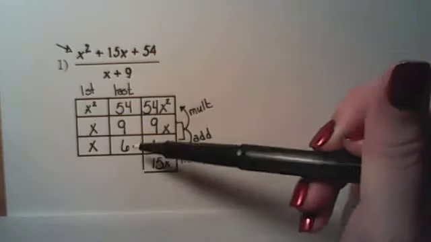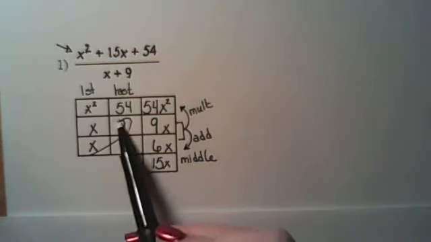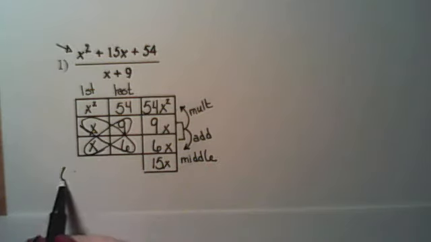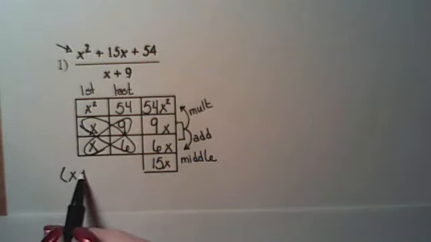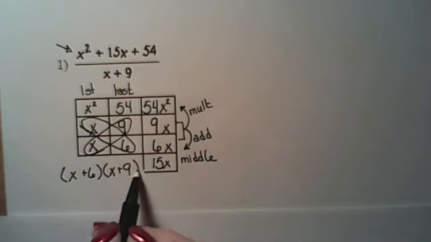Then check this column here. 6 times 9 is 54. Because that works out, when I circle my diagonals, my factored trinomial is x plus 6 times x plus 9.